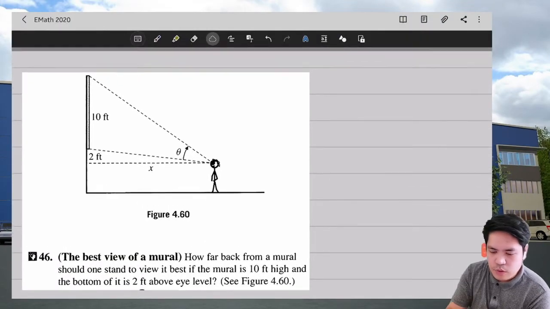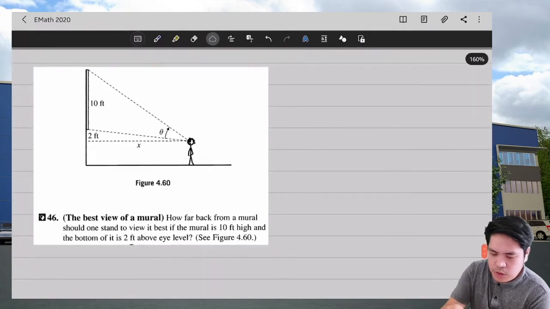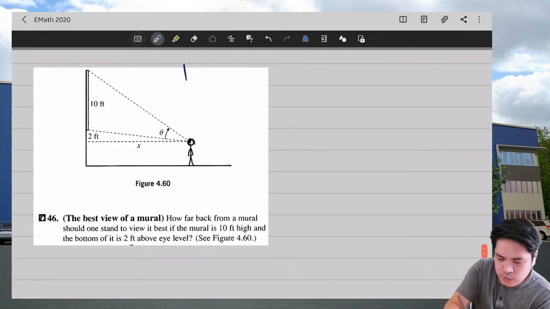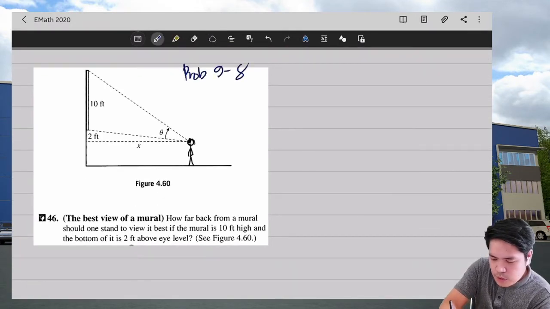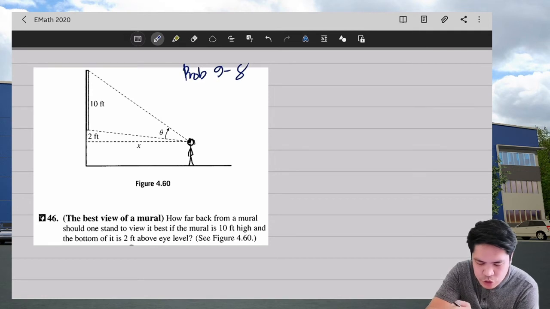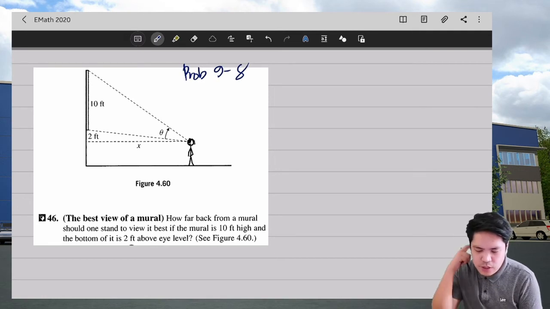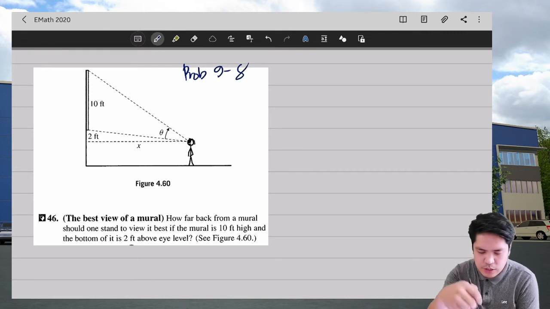Okay, for our next problem, this would be now problem 9-8. For problem 9-8, the best view of a mural. How far back from a mural should one stand to view it best if the mural is 10 feet high and the bottom of it is 2 feet above the eye level?